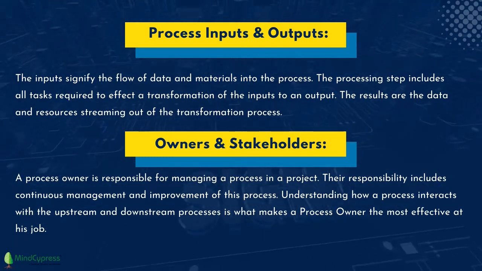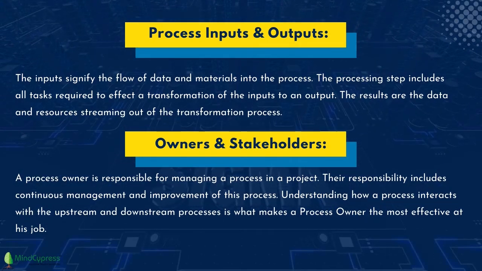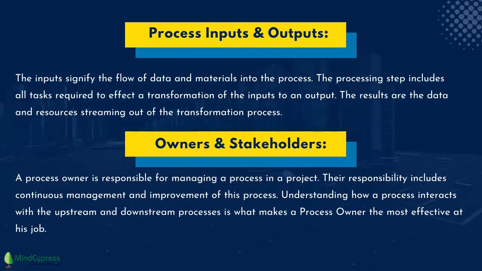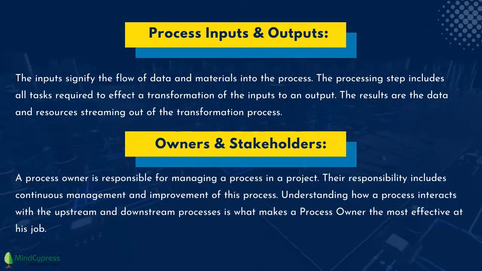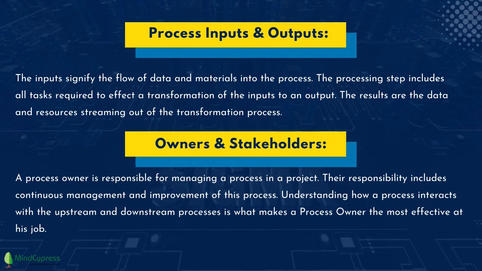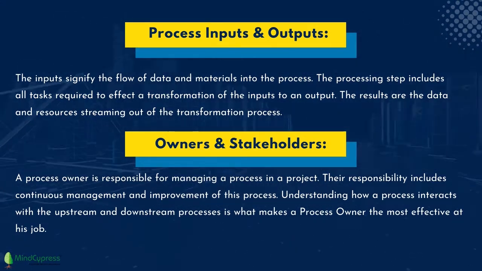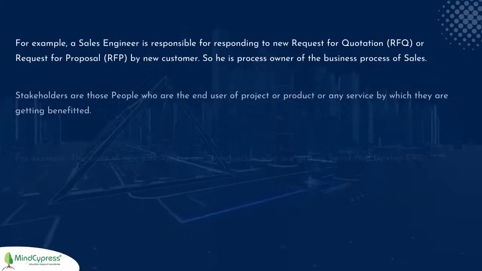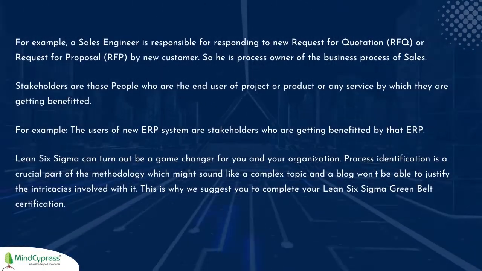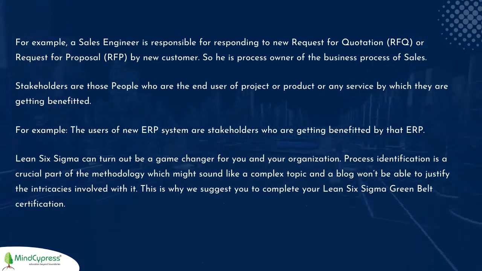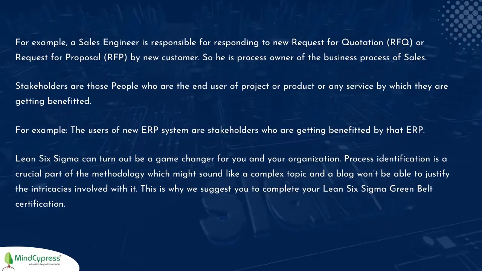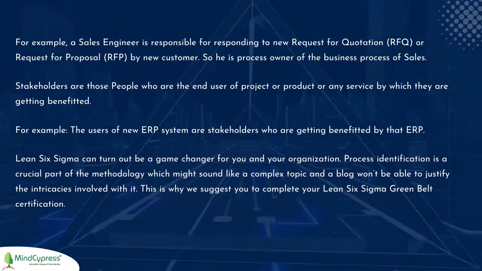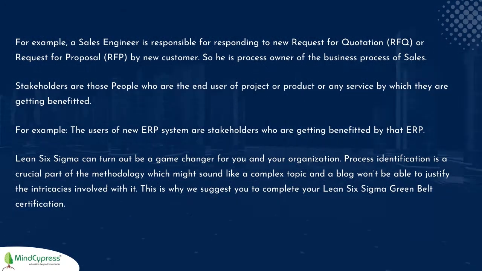Owners and stakeholders. A process owner is responsible for managing a process in a project. The responsibility includes continuous management and improvement of this process. Understanding how a process interacts with the upstream and downstream processes is what makes a process owner the most effective at his job. For example, a sales engineer is responsible for responding to new requests for quotation, RFQ, or request for proposal, RFP, by a new customer. So he is the process owner of the business process of sales.